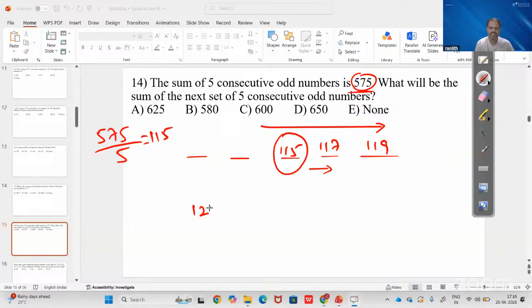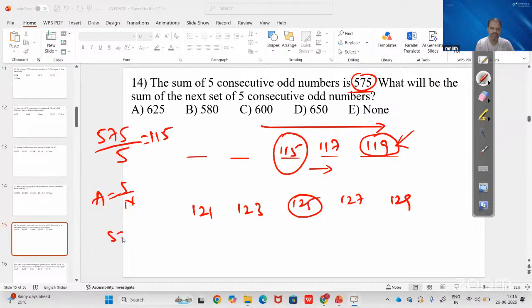We need to find out the next set of odd numbers. What is the next odd number after 119? That will be 121, 123, 125, 127, 129. Now no need to add all the values. Middle number will be equal to 125. Average equals sum by number, where sum equals average into number. What is the average? 125. What is the number? 5. 125 into 5 equal to 625. So the answer 625 will be the answer.